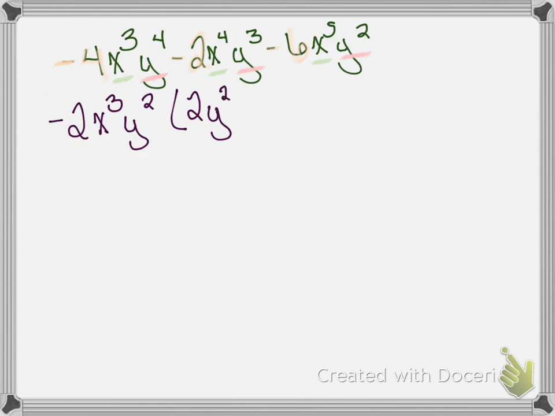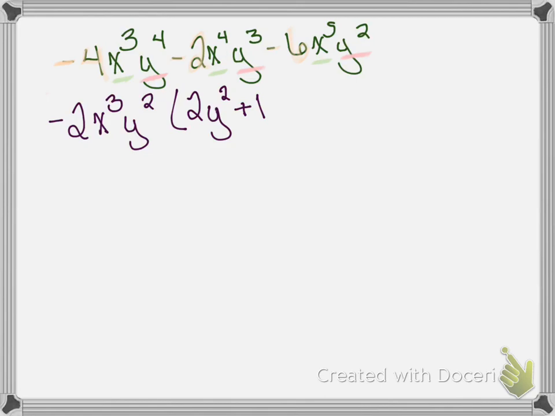Good, excellent. Y squared. Okay, now let's look at the next one. -2 times what gives me -2? 1. You may want to write a +1 there. You don't have to, because anytime we have variables with no number in front of it, there's an assumed 1. A lot of times I do, just because I like to keep everything straight.